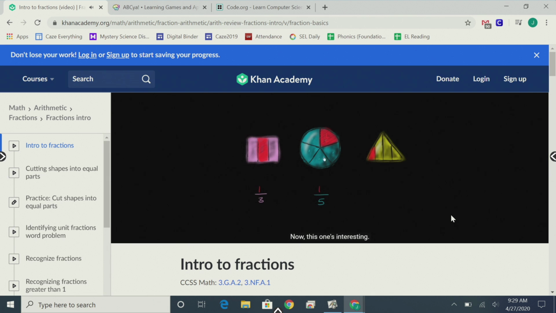Now this one's interesting. You might be tempted to say, well, I've got 4 parts and I've shaded in 1. That must represent 1/4. But remember, it needs to be 4 equal parts. And it's pretty clear that this part right over here is not equal in size to this part or this part. These are not 4 equal parts. So we cannot say that this is 1/4 of the triangle.